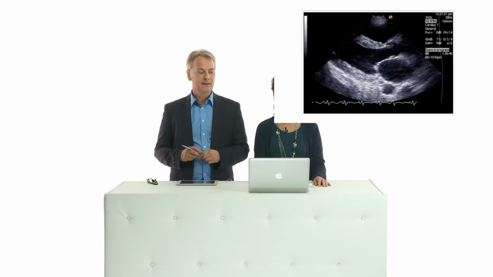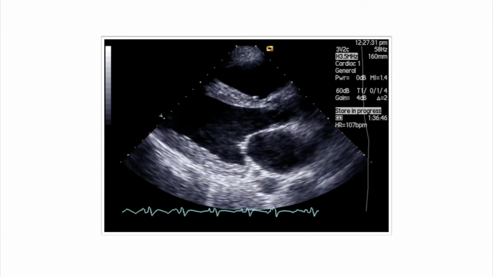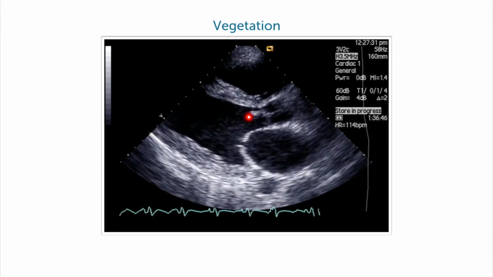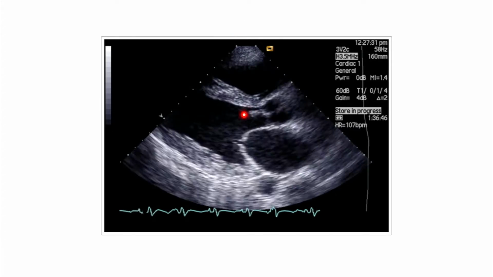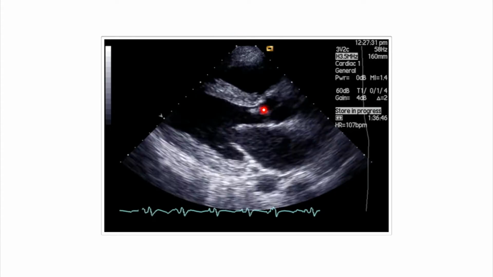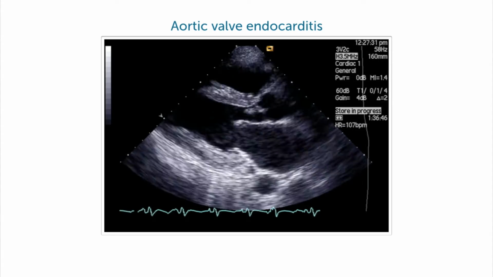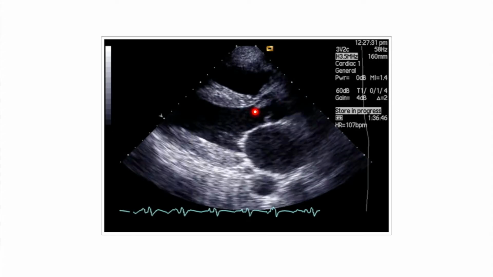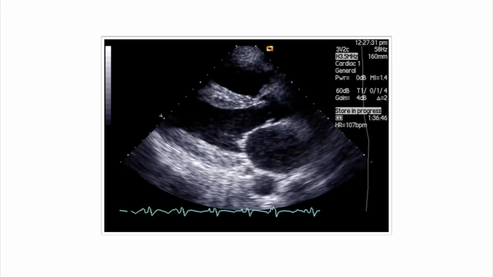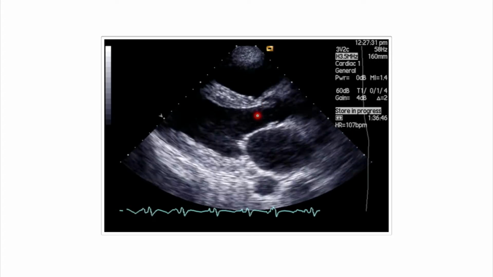Now let's take a look at some echo images to show you what we see. The hallmark, as Anna already mentioned, is the vegetation. It is basically a mixture of blood and infectious material which is attached to the cusps here, in this case of an aortic valve, and which have a floating motion within the blood flow and are more or less mobile. If you see this, the likelihood is very high, especially if you have, as Anna mentioned, clinical signs of infection, that it is endocarditis.